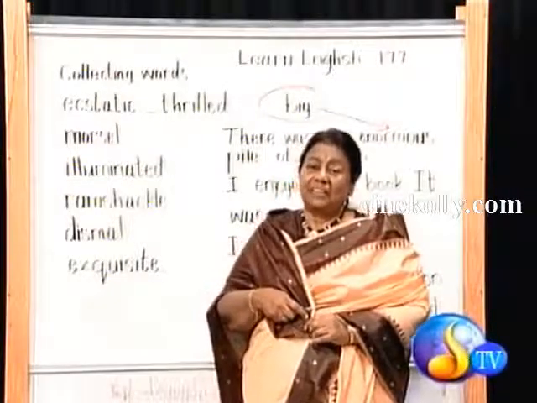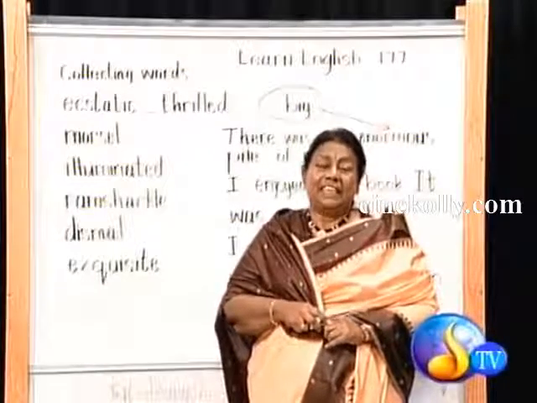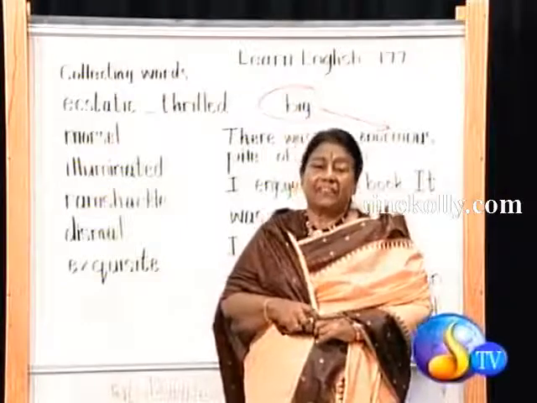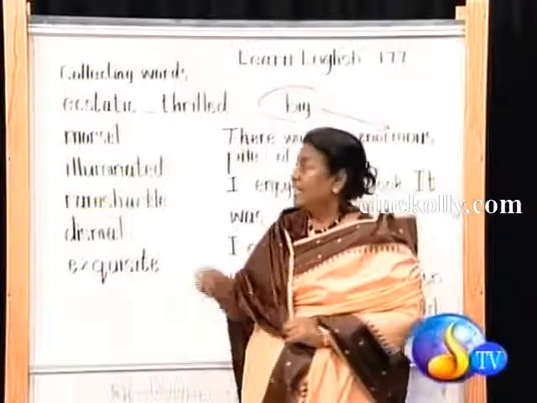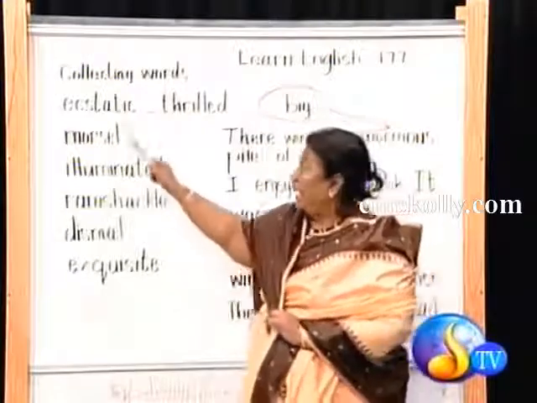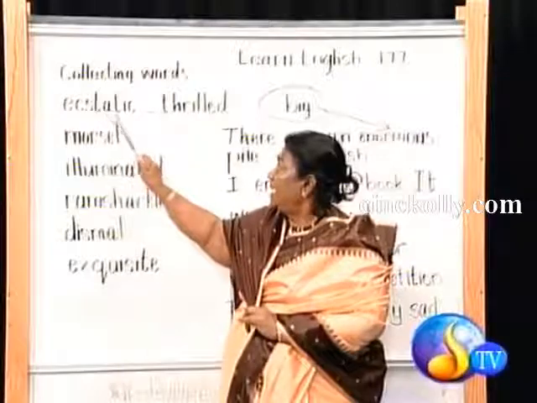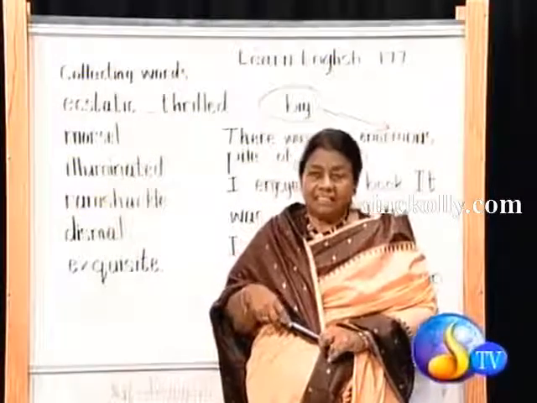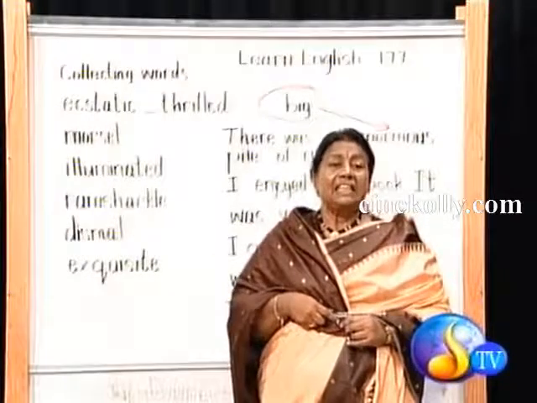Please write it down. The names of the letters: E, C, S, T, A, T, I, C. Ecstatic. If you want to say the sounds: ek, s, t, a, t, i, k. Ecstatic. Once you learn the sounds, once you pronounce the sounds, it's easy to say the word.